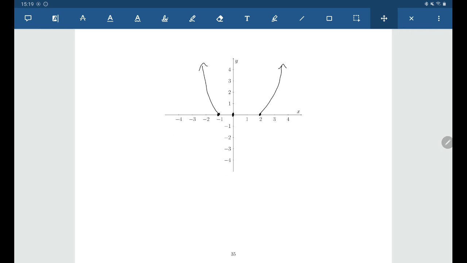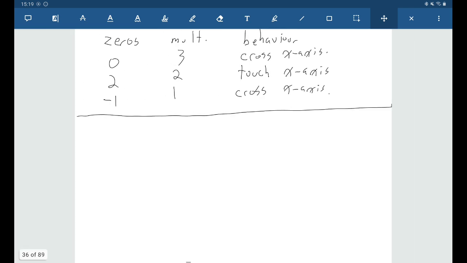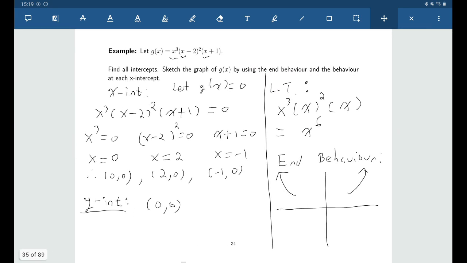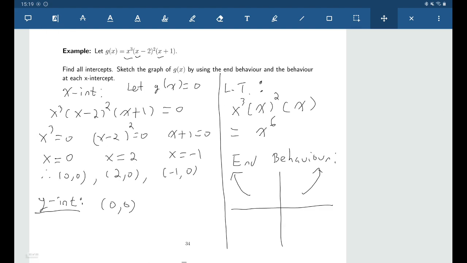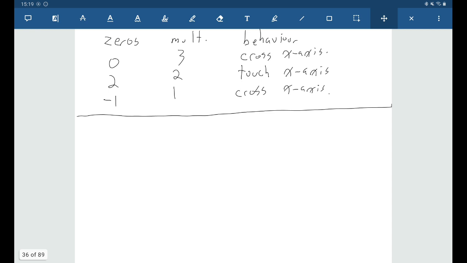Now, the other thing to mention here is, of course, that the clues that I've generated, all of my little facts about my zeros, the behavior at them, the end behavior, the y-intercepts, none of those should contradict each other. If I can't make the graph fit all of my facts, then that means I've made a mistake somewhere along the way. All of my facts about end behavior should match up with the facts that I find for my zeros.